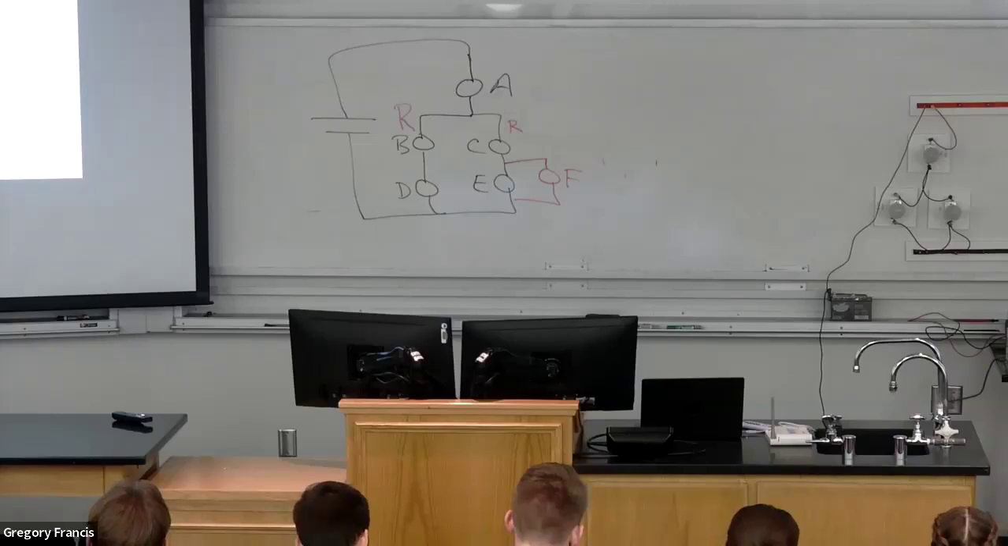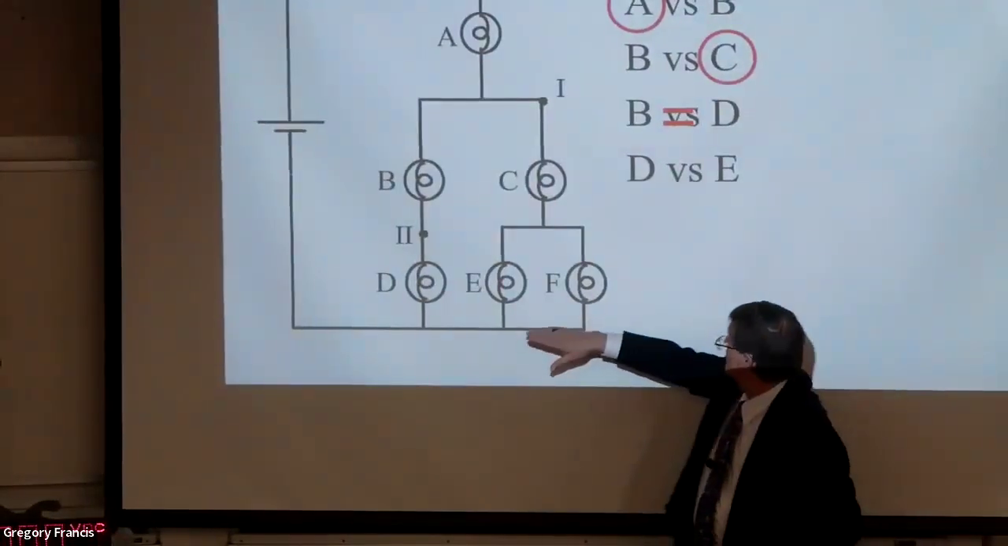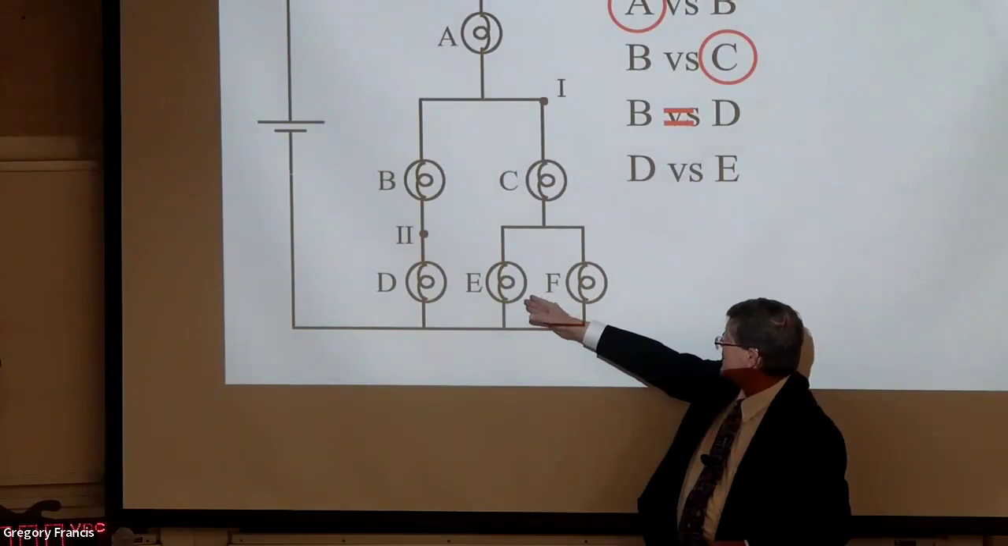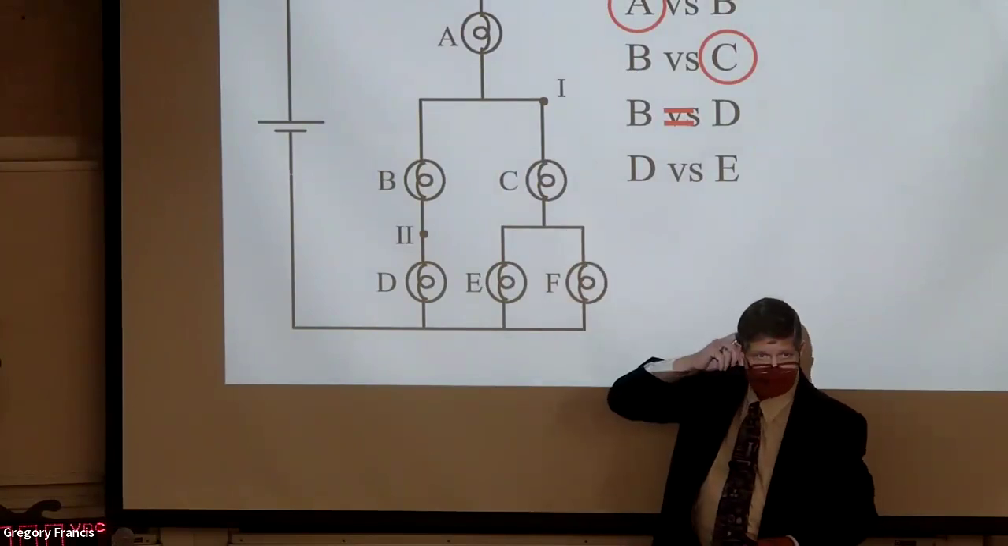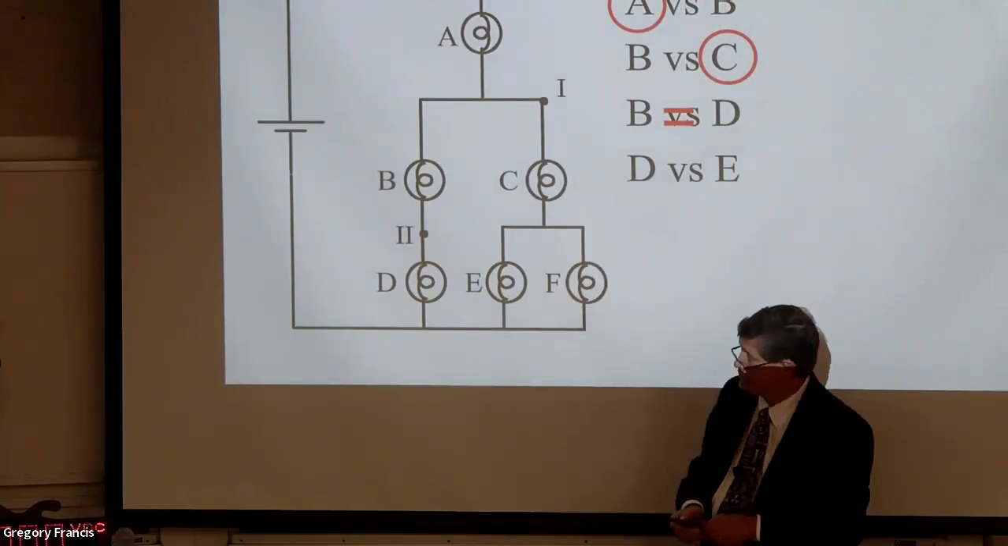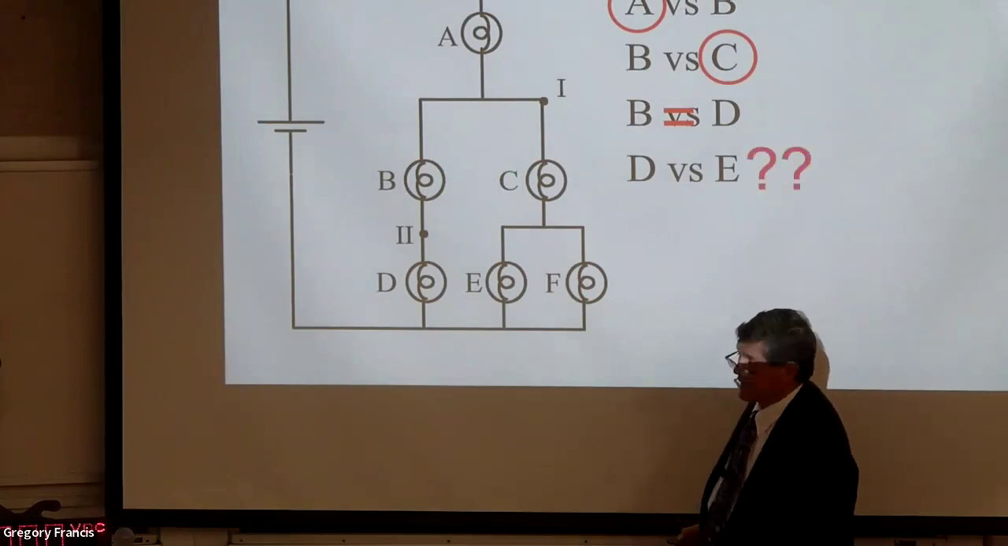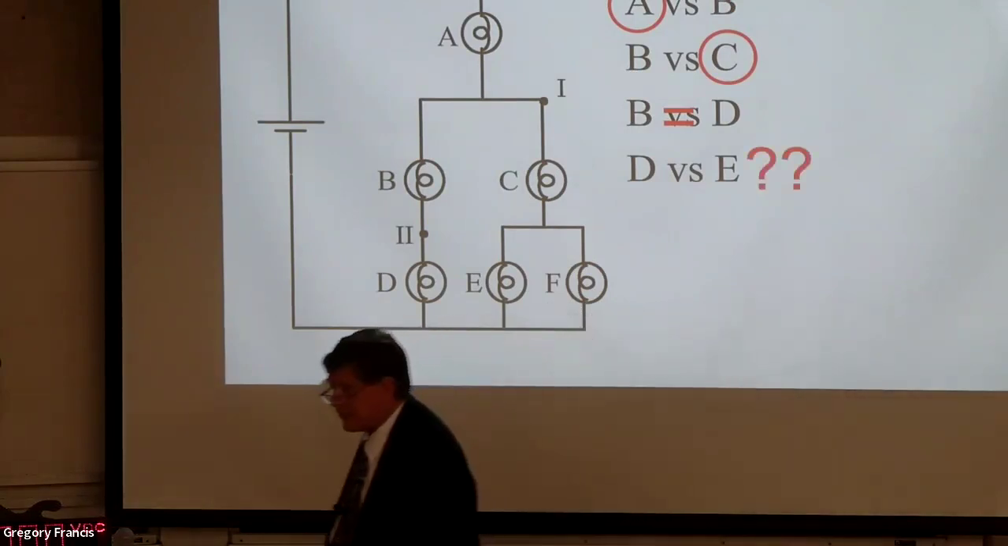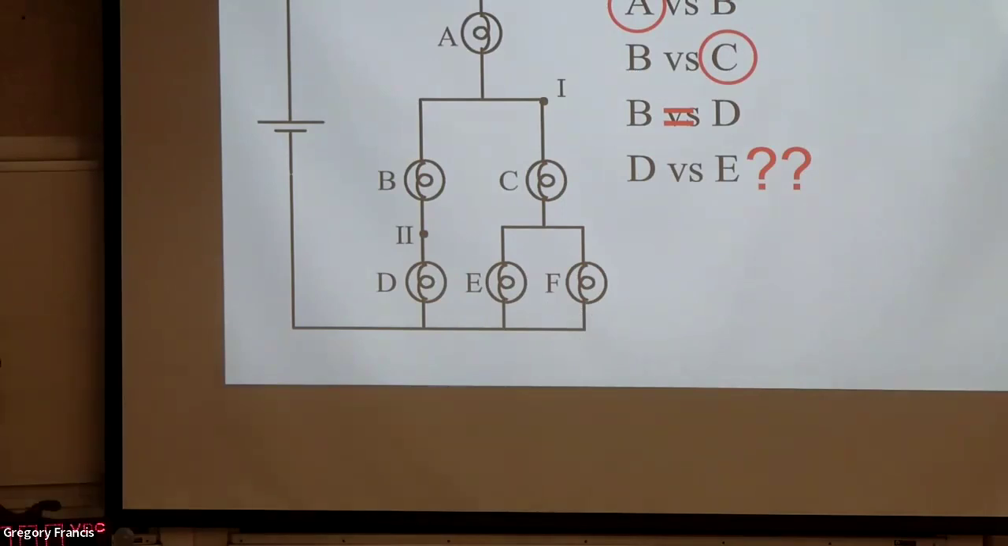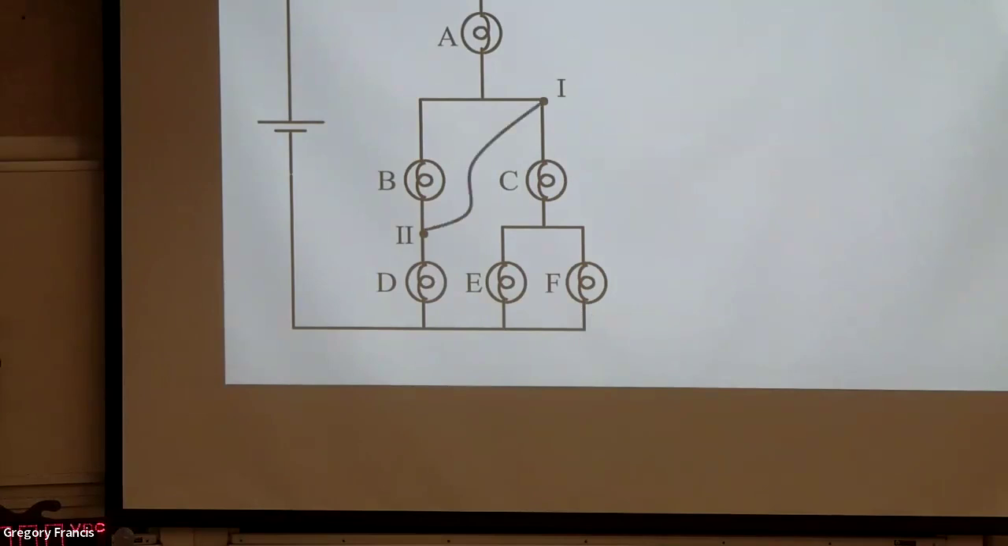D is getting all of the small pizza, all of the less than half current that goes this way, whereas E gets exactly half of the large current. It's a pizza problem, and so we can't answer that. Before the end of this lecture, you're going to see that as a very simple question. Very simple question.